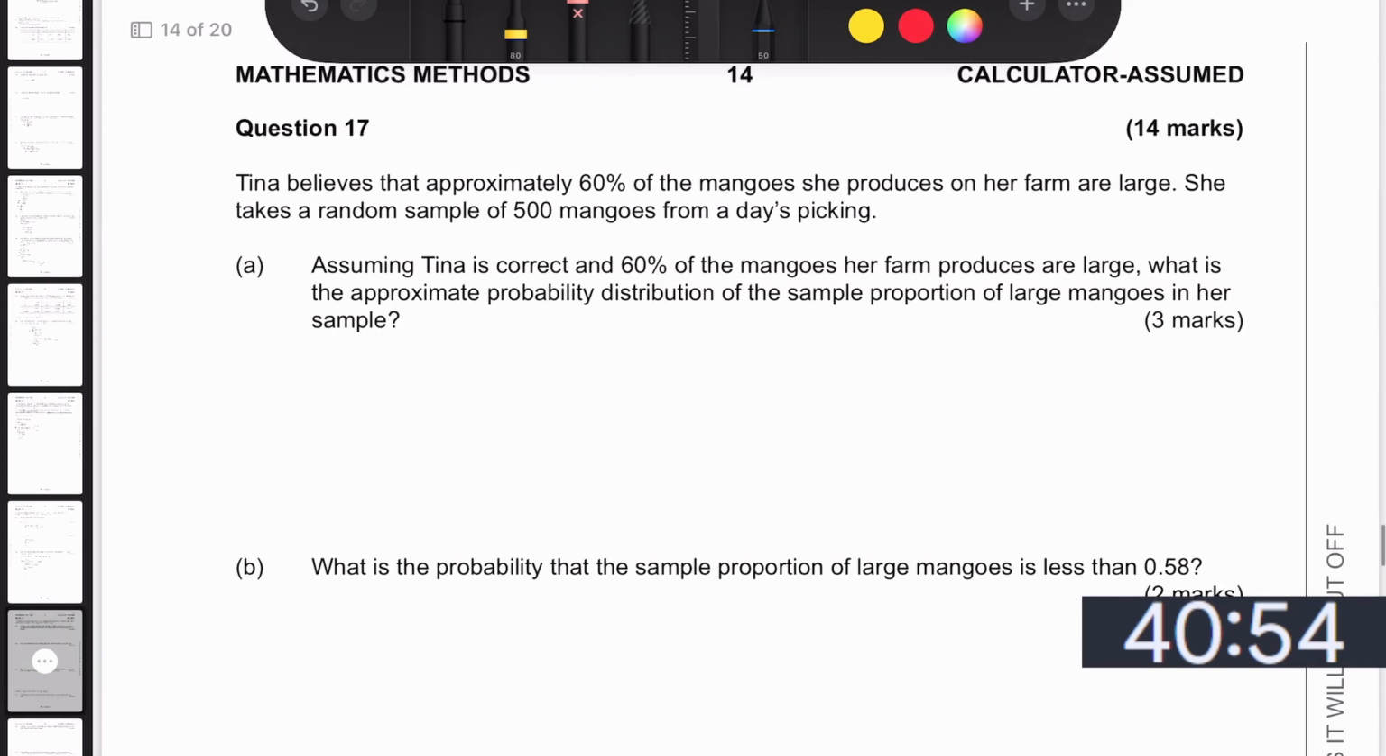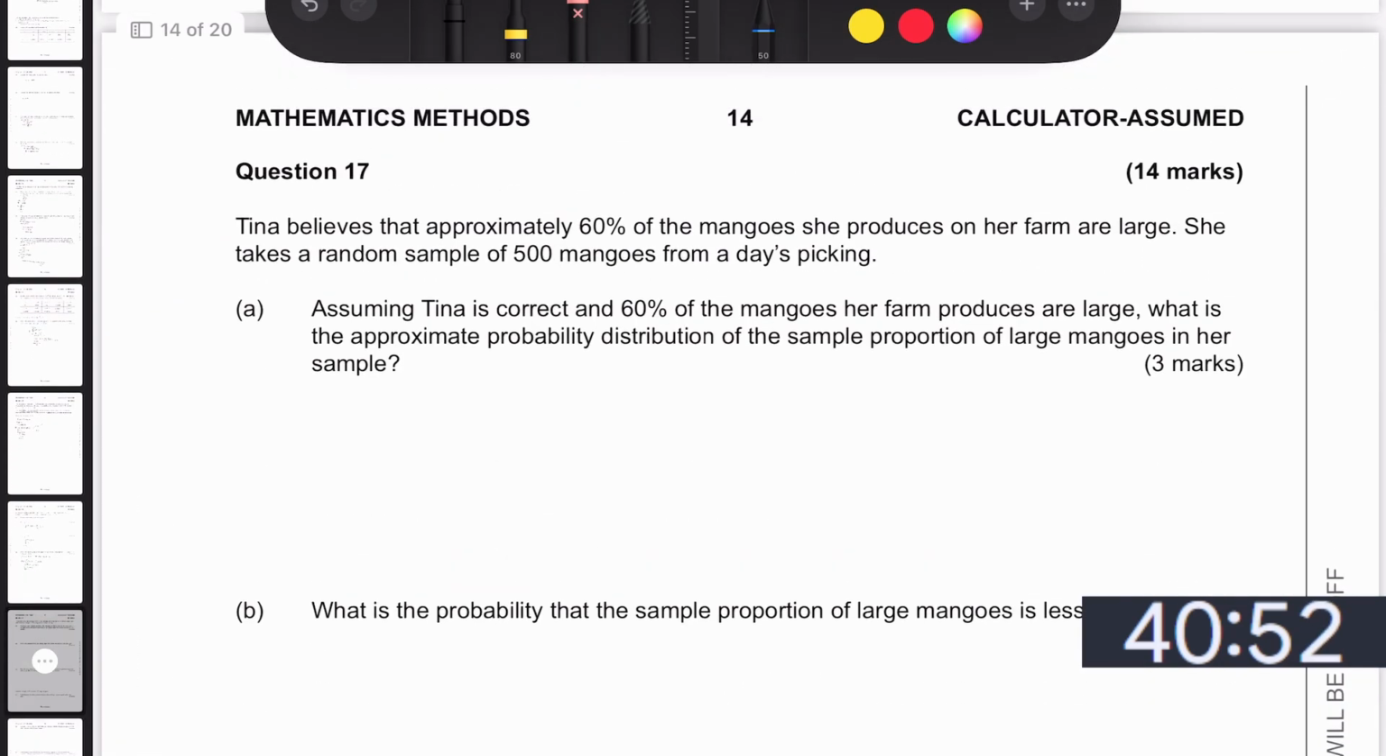Tina believes that approximately 60% of the mangoes she produces on the farm are large. So she takes a random sample of 500 from a day's pickings. What is the approximate probability distribution of a sample proportion of large mangoes in her sample?